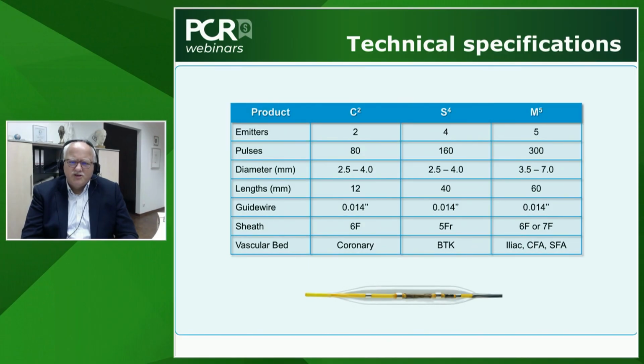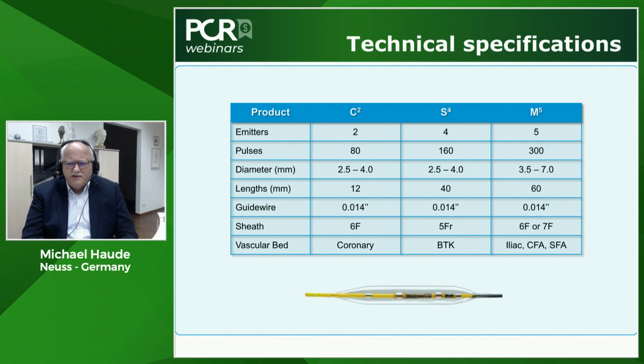Yeah, Emanuele, thank you very much. Actually, on that slide, we can nicely see we have 3 different catheters available. Two, the S4 and M5, are more for peripheral artery disease. So I will focus on the one, the C2, which is the one for coronary application. This one has 2 emitters and allows to give 80 pulses, 8 runs of 10 pulses. It has different diameters available, 2.5 to 4.0, to accommodate most of the lesion spectrum that we nowadays address. What is important to say is that currently we only have one balloon length available, which is 12 millimeters in length.